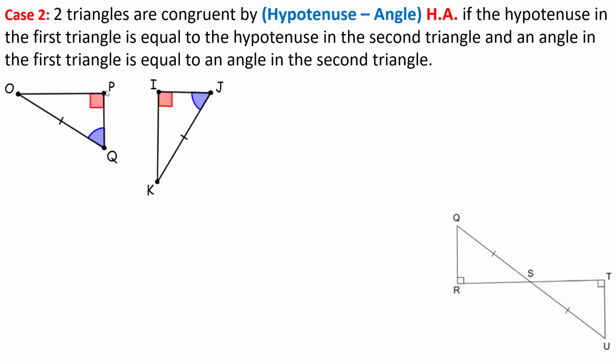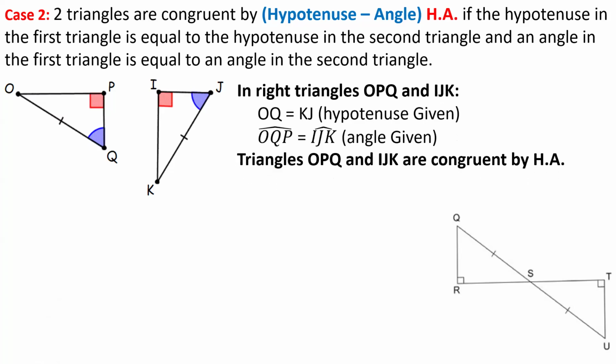So in the first triangle, the hypotenuse is OQ, which is opposite to the right angle. In the second triangle, the hypotenuse is JK, which is opposite to the right angle. From the marks, you can see that OQ is equal to KJ, then the two hypotenuses are equal. And we can see that angle OQP is equal to angle KJI according to the blue marks given. Then these two triangles will be congruent by HA.